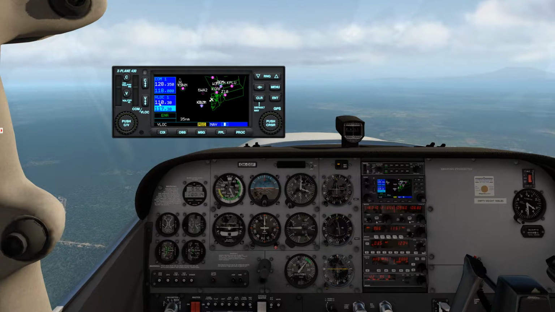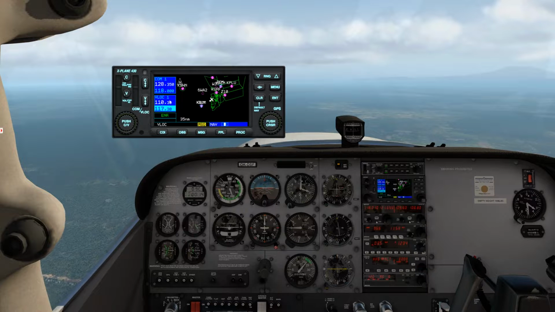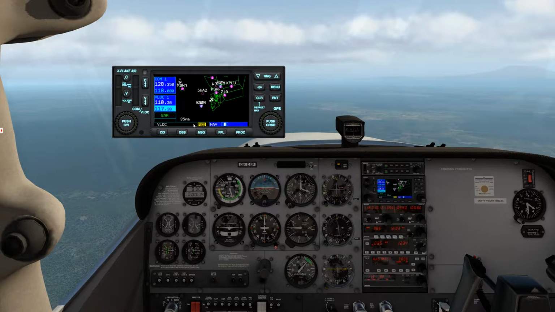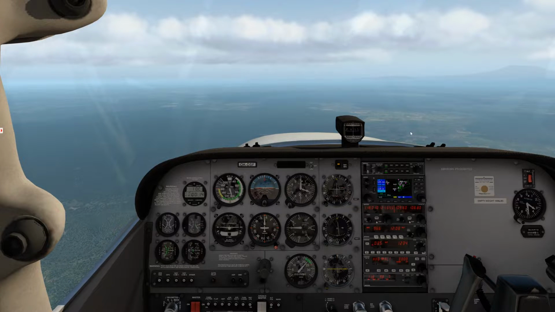Whatever's highlighted, basically, that's your standby. So your standby now is active. So my active ILS frequency is 110.30. Now that that's been done, you're pretty much done with this panel here. So you can go ahead and select that away.